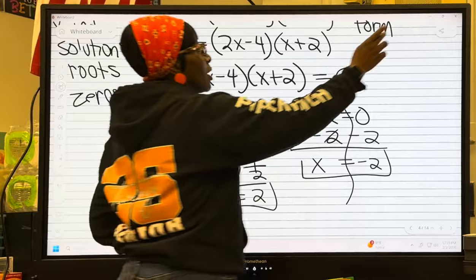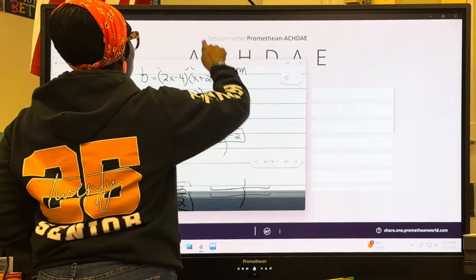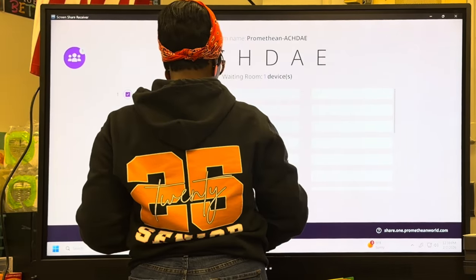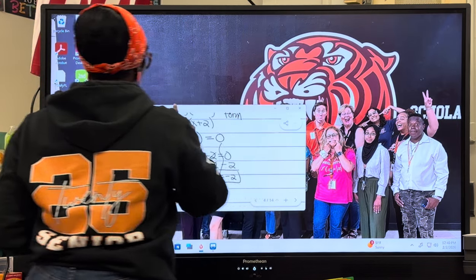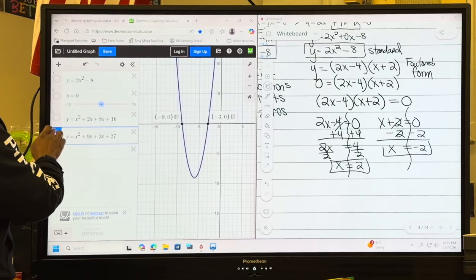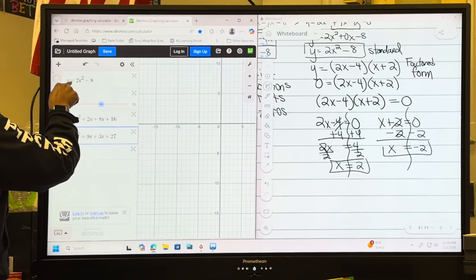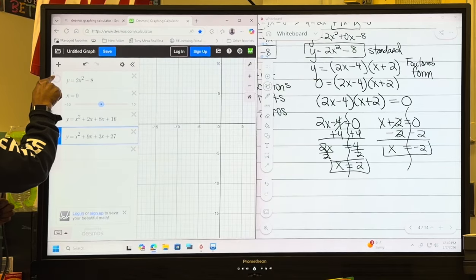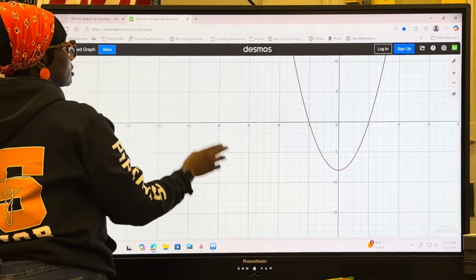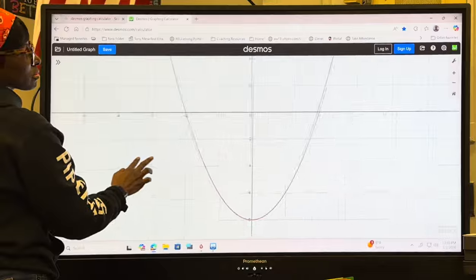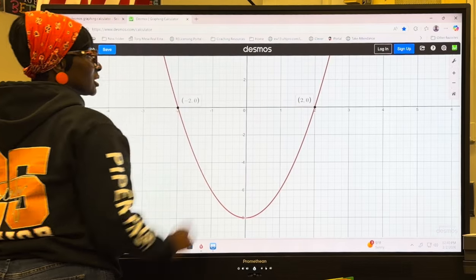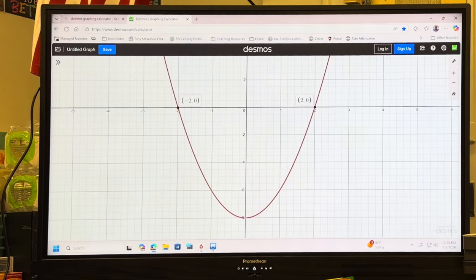I want to show you that this is true. Watch this. This is our rule: y equals 2x squared minus 8. Y'all agree? Yes. Here's our function. Look at our solutions. What is that? And then what is this? 2, 0. Y'all with me?